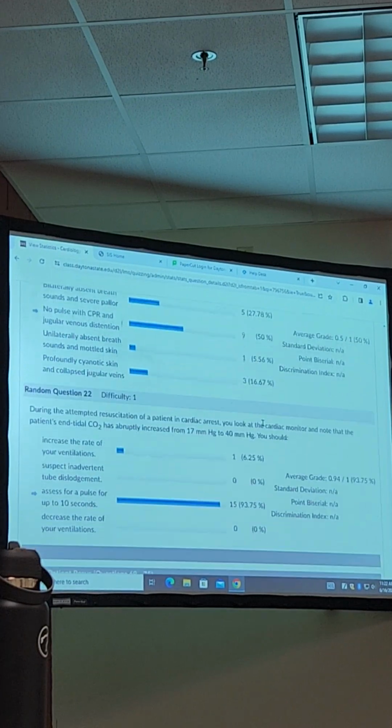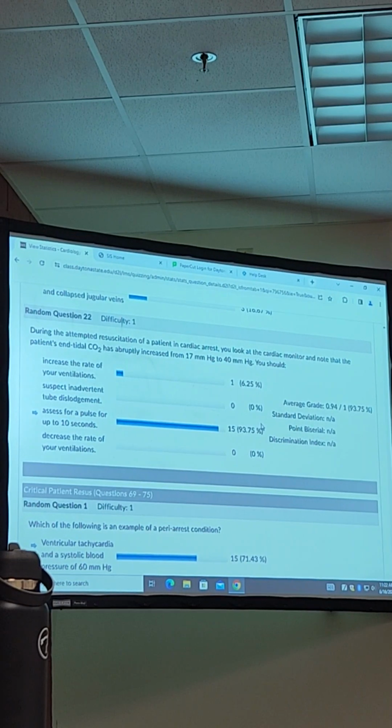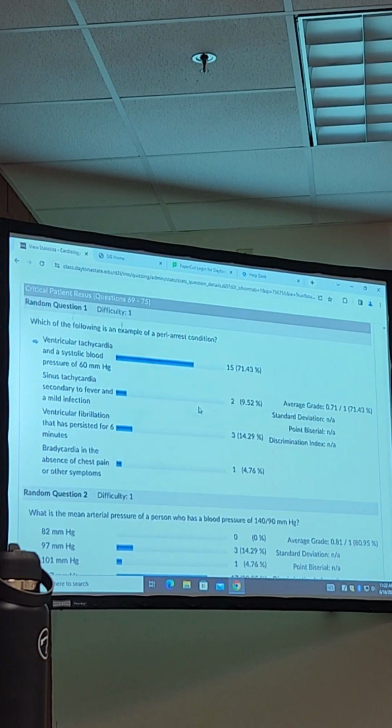I took it out. During attempted resuscitation, you note that the end tidal suddenly went from 17 to 40. What is that? Pulse. Which is a peri-arrest condition, around an arrest time. They're about to code, right? Their heart beats a little fast because they have a fever.